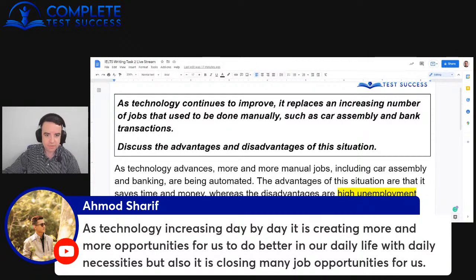As technology is increasing day by day, it is creating more and more opportunities for us to do better in our daily life, daily necessities, but also it is closing many job opportunities for us.